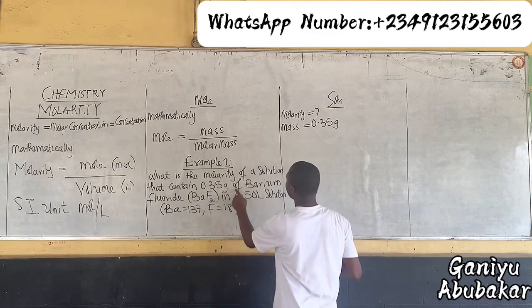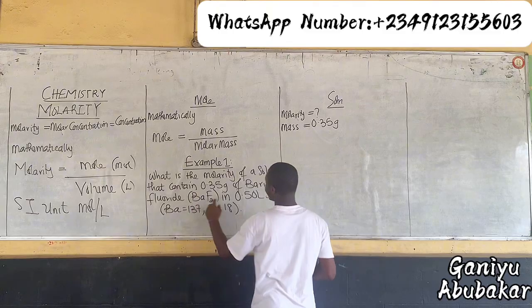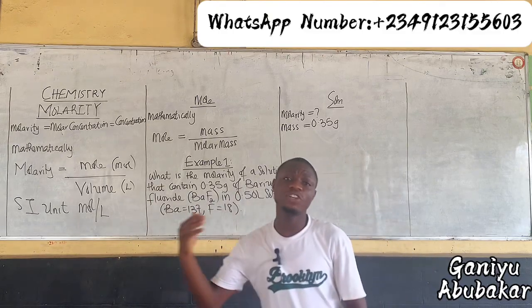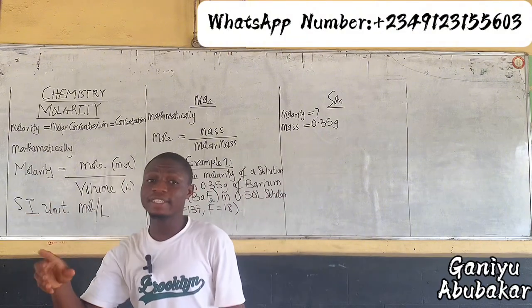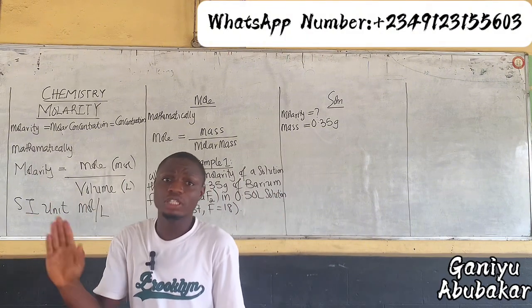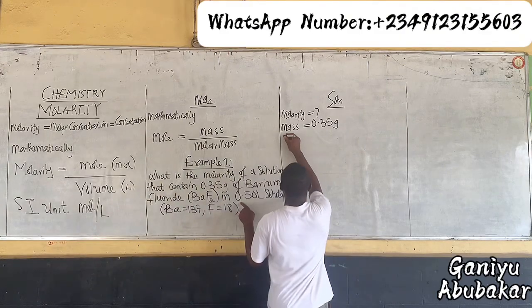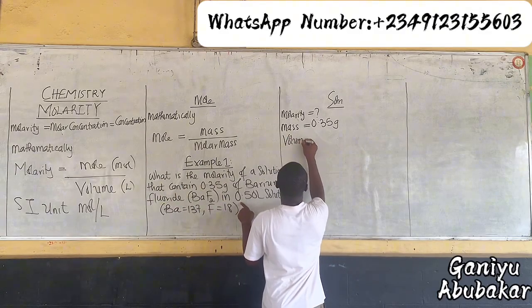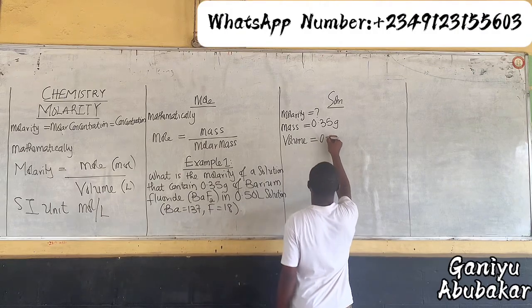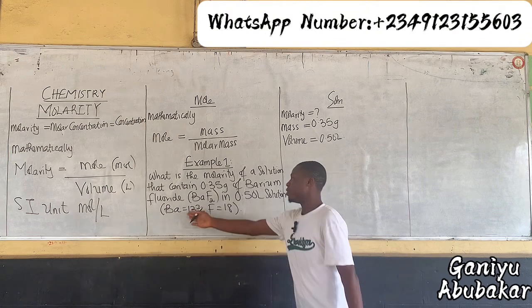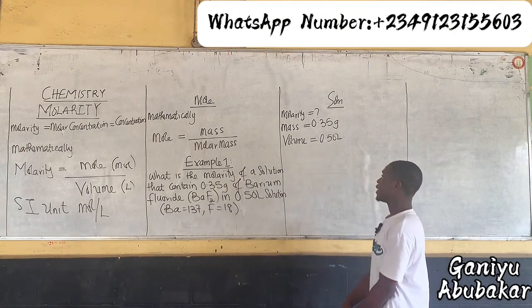Next up, of beryllium fluoride, BaF2, in 0.5 liters. If I have 0.50 liter, the liter there signifies a parameter known as what? As your volume. Alright, I'm given volume to be equal to 0.50 liters. Alright, so I'm given a mass number of beryllium and fluorine. Alright, let's get molarity.